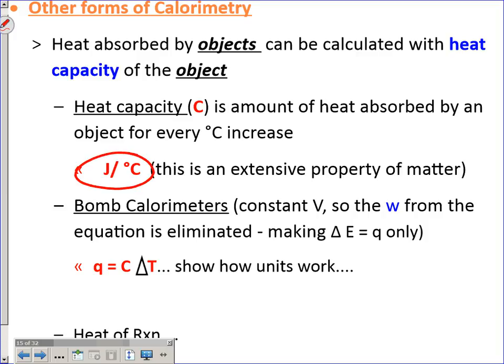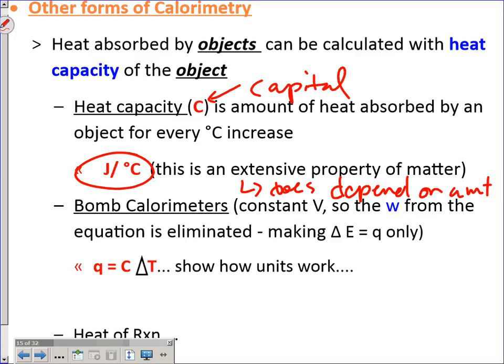So this is going to be an extensive property that relates to how much you have. So it does depend on the size of your containers. Like a big coffee cup calorimeter versus a small one, they'll have different C values, and this is a capital C.